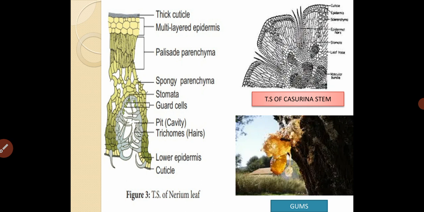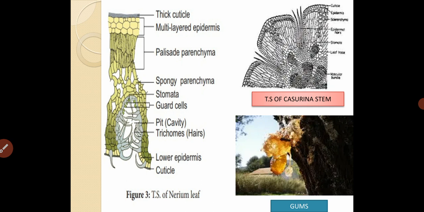This is the pictorial which shows the TS of nerium leaf, TS of casuarina stem, and the gum secretion from the plant body. In the TS of nerium leaf, if you observe, there is a thick cuticle covering and multi-layered epidermis is present, and the presence of palisade parenchyma is more when compared to the spongy parenchyma. Sunken stomata also appear, and here the trichomes are also seen in the pictorial. Gum secretion from the plant body, and in the casuarina stem also you can observe the well developed trichomes.